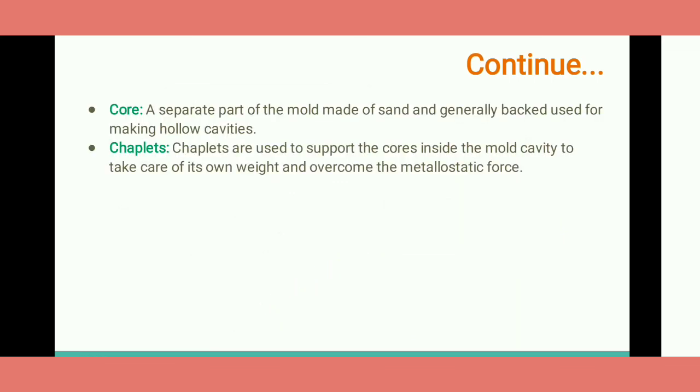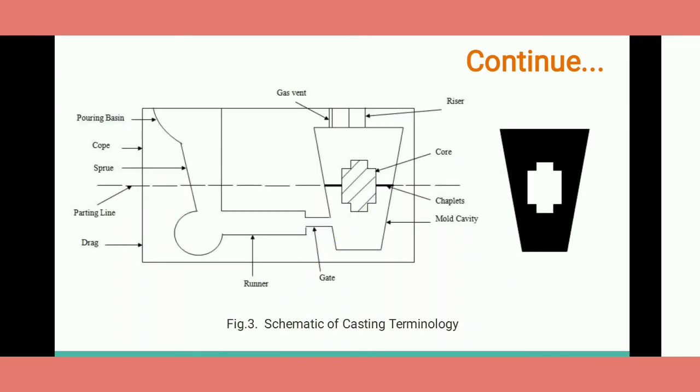Next is the core, which is basically a separate part, okay. Generally it's used for making hollow cavities, okay. And the chaplets are used to support the core inside the mold cavity, taking care of its own weight and overcoming the metallostatic forces, okay.